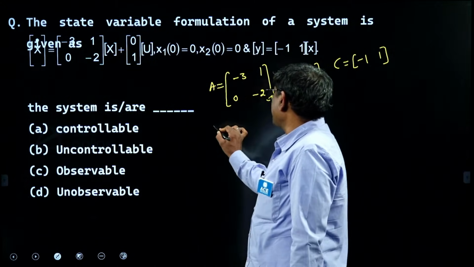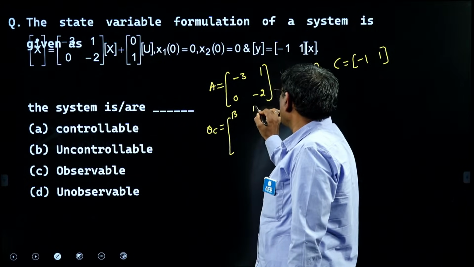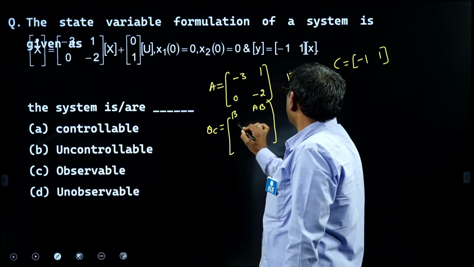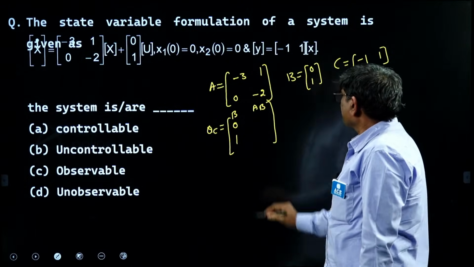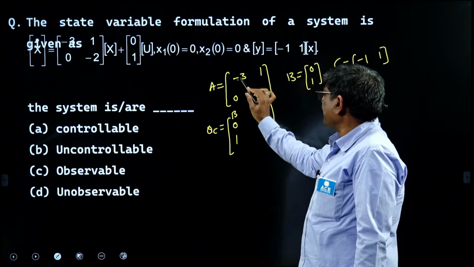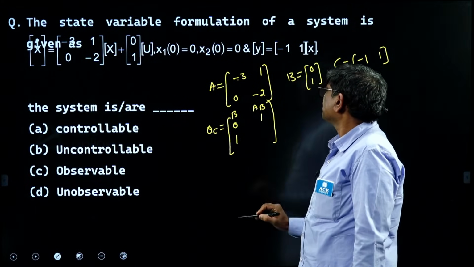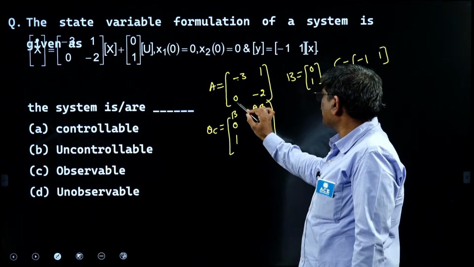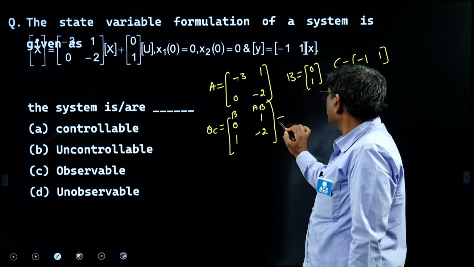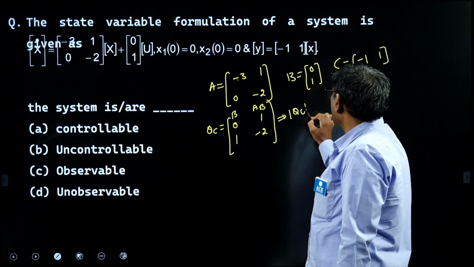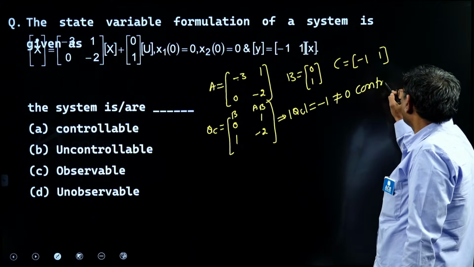What is the QC matrix? QC is B, AB. So what is B? 0, 1. Product AB, A matrix with B. -3 into 0, 0. 1 into 1, 1. Next, second row. So 0 into 0, 0. 1 into -2, -2. So the determinant of QC equal to -1, not equal to 0, means controllable.